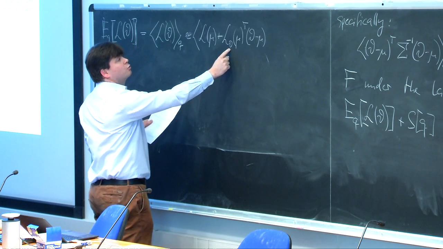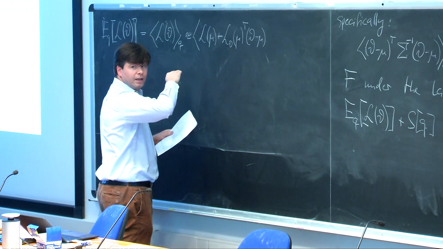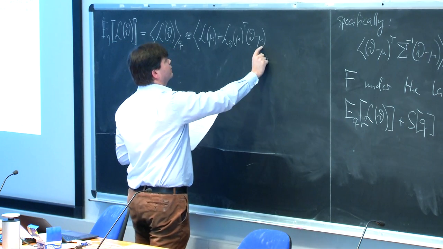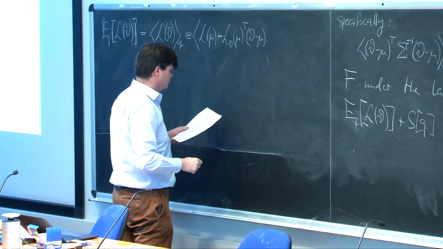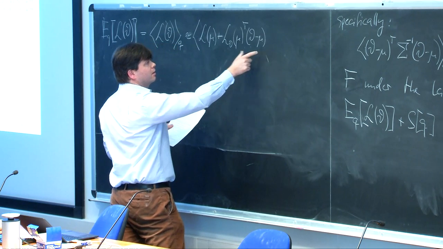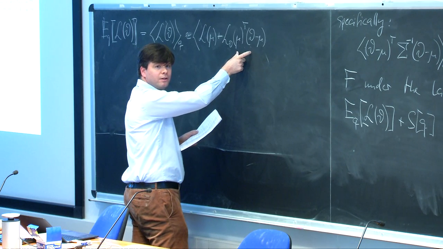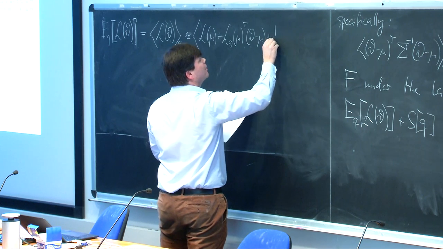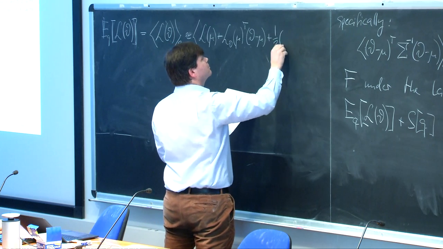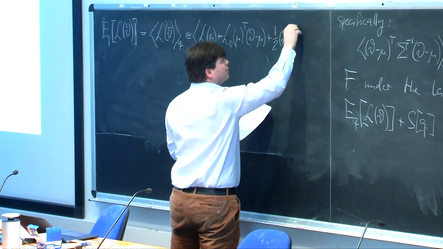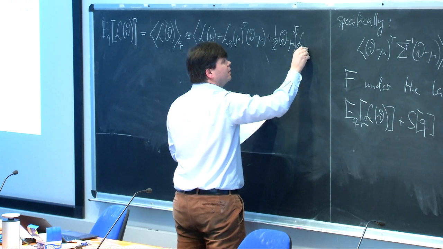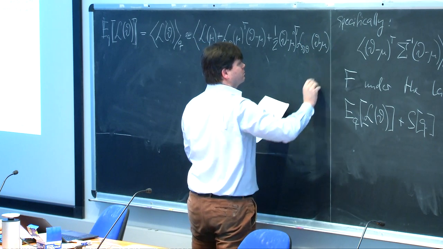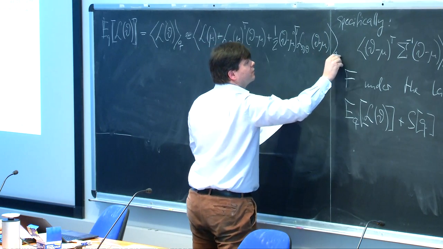So this is a gradient. Gradient is a row vector. And here we have theta minus mu. So multiplied together, we again have the scalar that we need. No, it's not an outer product, it's a dot product. Plus 1/2. You know this, it's just a Taylor expansion. And so here we have L_theta theta, which is a matrix, times theta minus mu. And this is all inside our expectation.